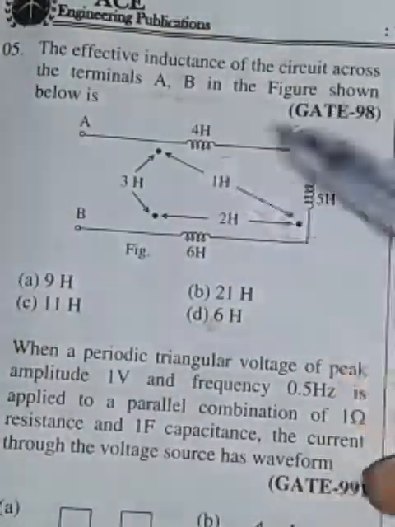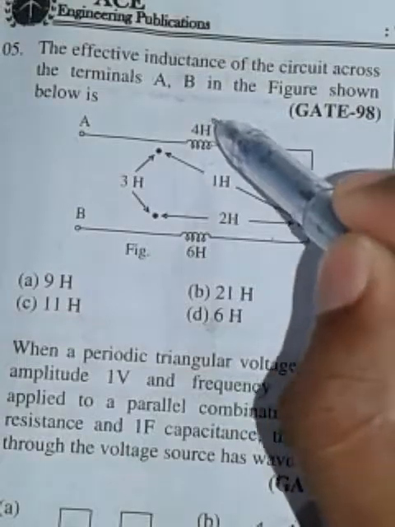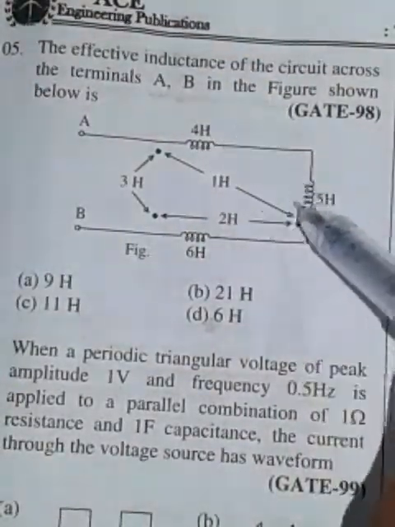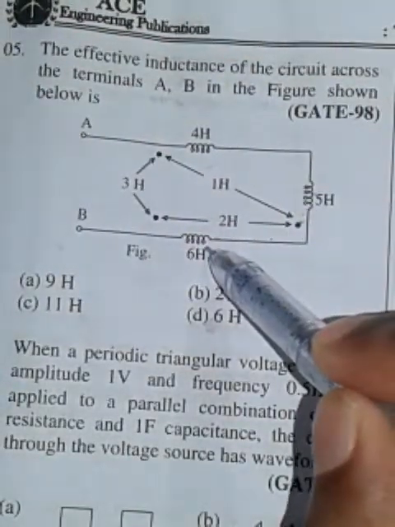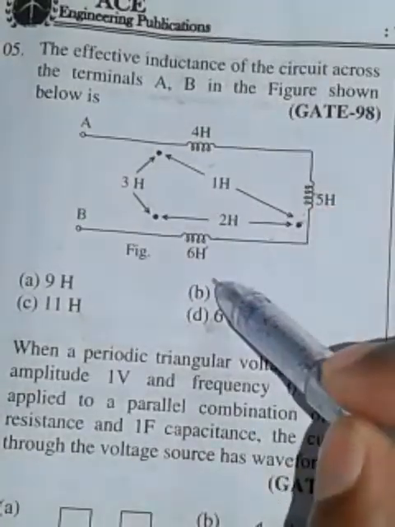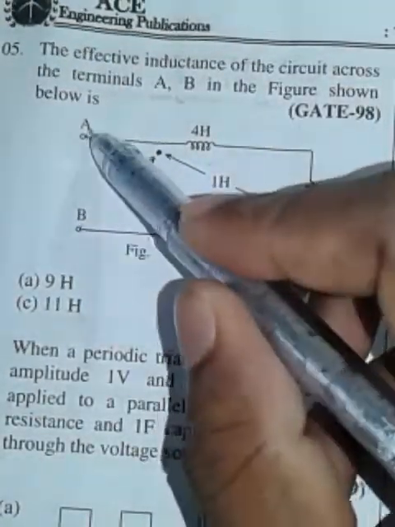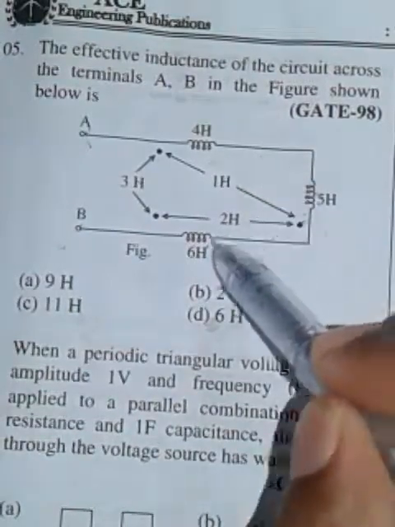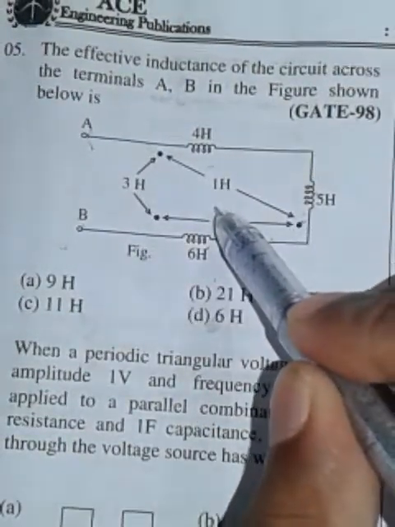They're asking, for the three inductors connected in series, to calculate from this figure the terminal inductance between A and B, meaning the equivalent inductance.